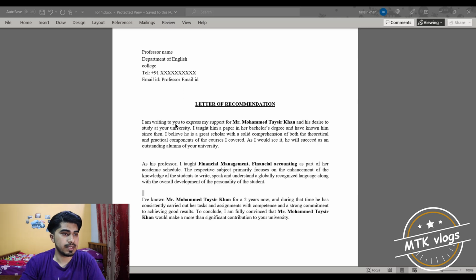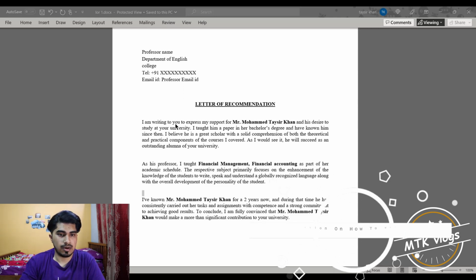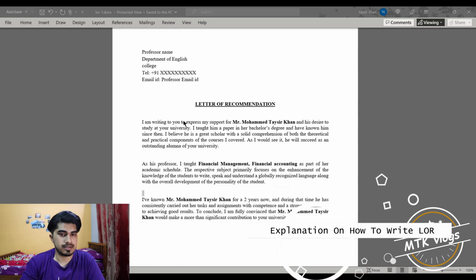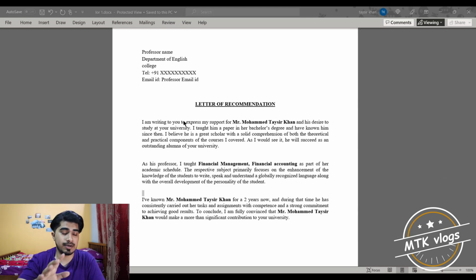So here you are viewing on the screen the LOR. On the left corner you can see the college, the professor's name, and the department. This is a sample letter of recommendation. So let's get to it. Department of English, basically which department he is from, and his telephone number and email ID.